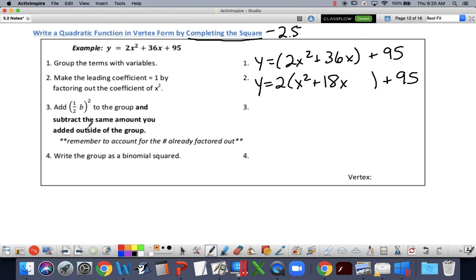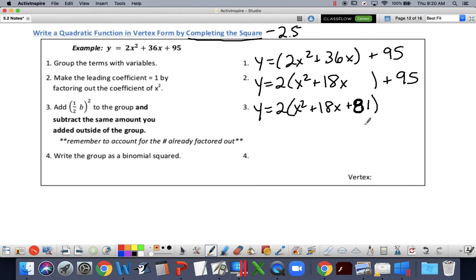Now here's the completing the square part. I add half of b squared to my group and subtract the same amount you added outside of the group. So here's what we mean by that value. I take half of 18, which is 9. I then square that, it's 81. So I'm going to add 81 inside the parenthesis.